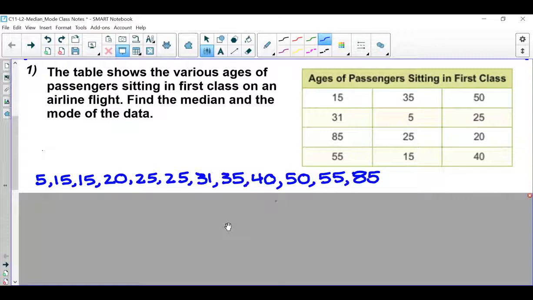And then, boys and girls, when we look at this, I kind of just look at my outer numbers. So I'm looking at 5, my least value, and I'm looking at 85, my greatest value. And I'm kind of working in. So I'm finding partners and bringing it all the way to the middle to find my measure of center. So 5 and 85 are partners. I'm going to hop into 15 and 55, hop in again, 15 to 50, hop in another time. I have 20 to 40. Next is 25 to 35. And then I have 2 middle numbers.